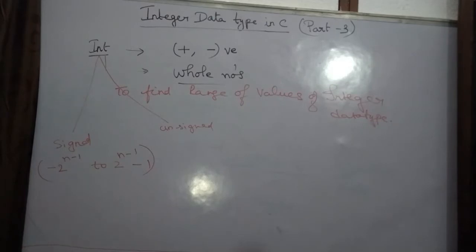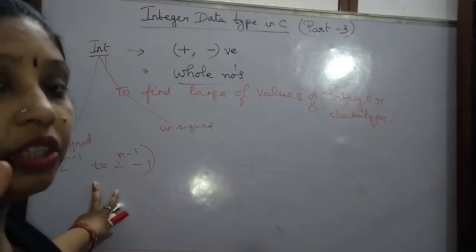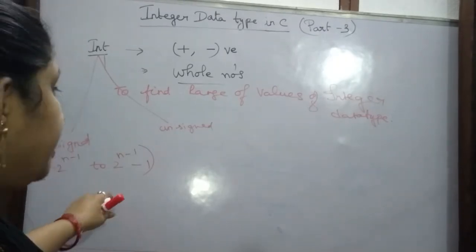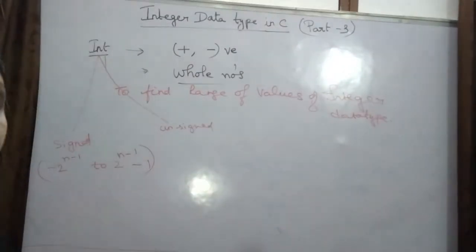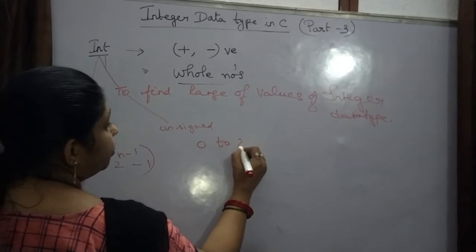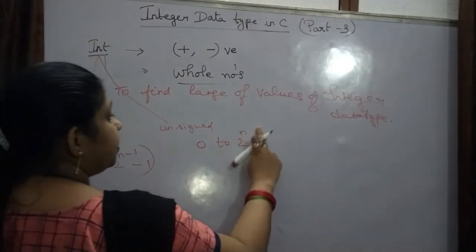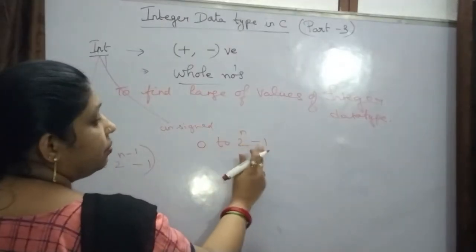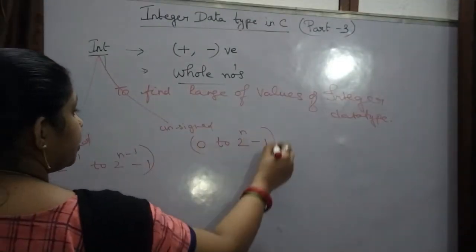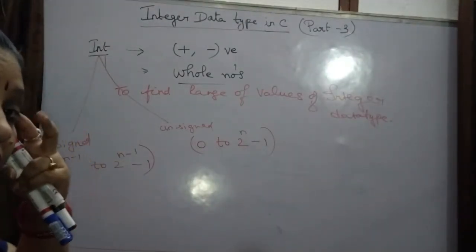The range for the signed, you can find how much range this signed integer data type will accept. That range you can find with this. And for unsigned there is also one formula, which is from 0 to 2 to the power of n, minus 1. Okay, so these are the ranges of the values. After calculating I will tell you how much range it can accept.